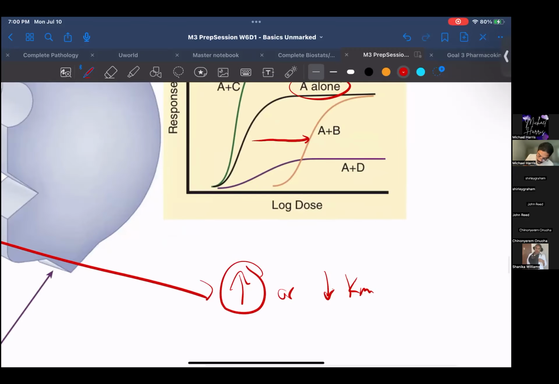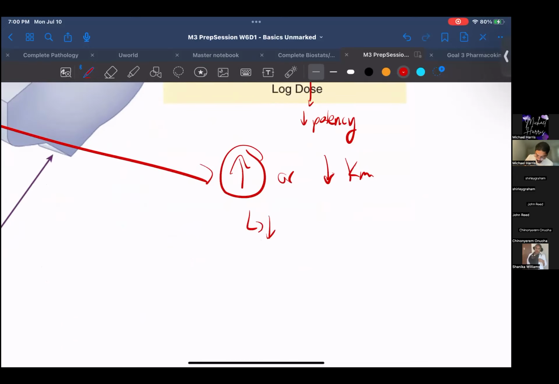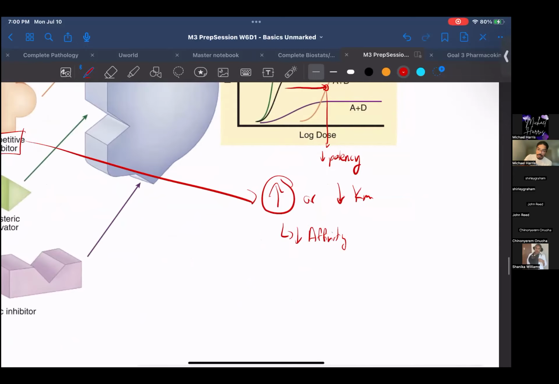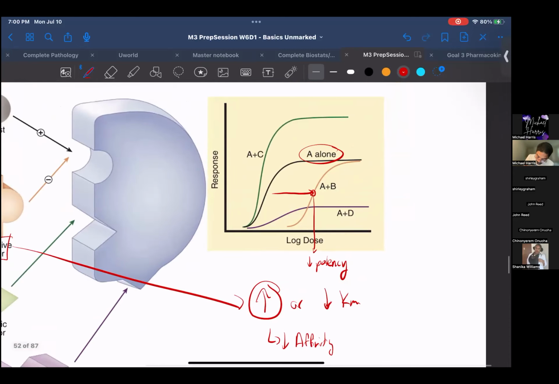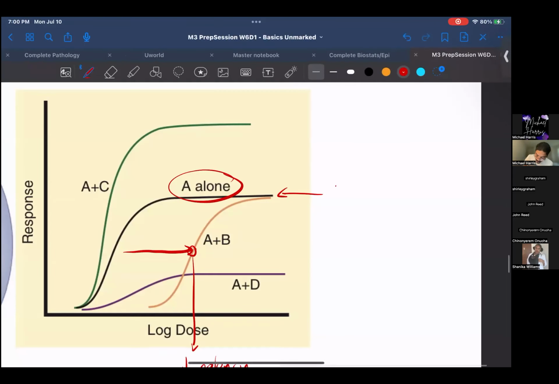Okay, so here we would decrease the potency. Just like when we looked at enzymes, if you increase Km, you decrease affinity. Okay, good. And Vmax stays the same. Now, how high it goes is known as efficacy in the drug world. Okay, so Vmax for enzymes, efficacy for drug pharmacology, but it's the same concept.